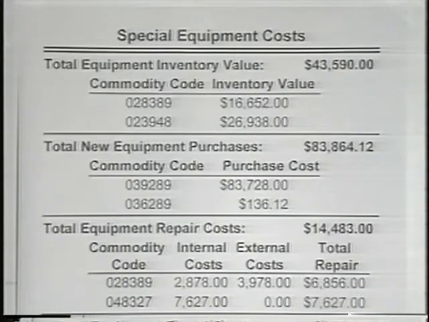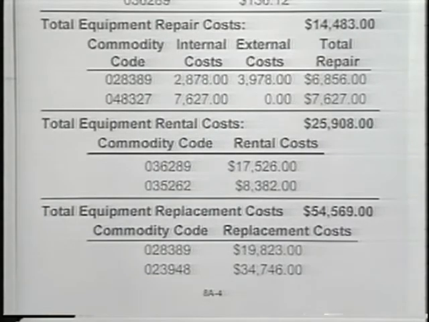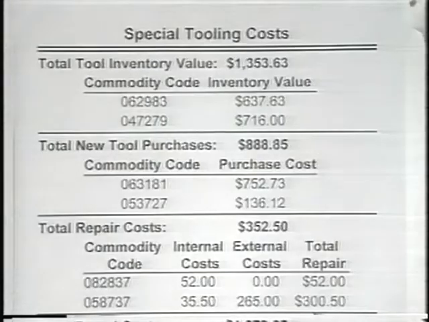We have new equipment purchases, which is the second group of cost data. We have repair costs. Then we have total equipment rental costs. And we have the total equipment replacement costs, and here they are all tied in with specific commodity codes. Now remember, these commodity codes are equipment commodity codes. They are not to be misconstrued as inventory commodity codes for spare parts.